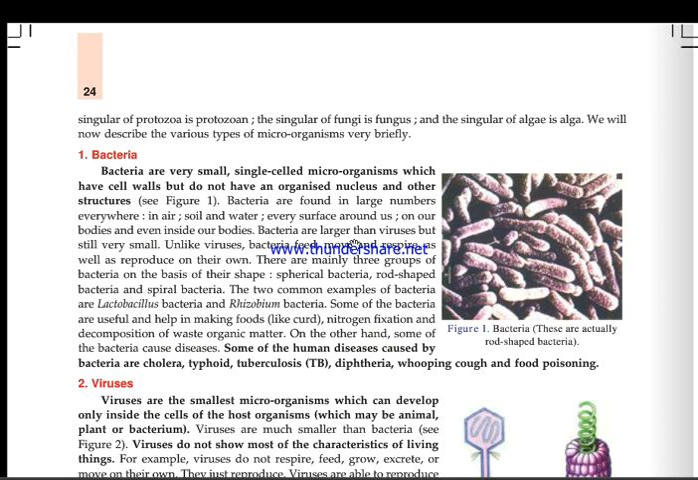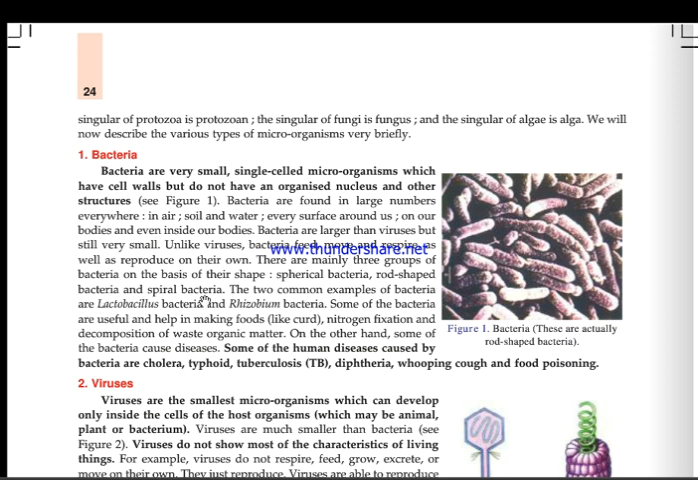Now I will talk about the structure or shape of the bacteria. This is found in three shapes mainly: spherical shaped bacteria, rod shaped bacteria, and spiral shaped bacteria. Some of the common bacteria are Lactobacillus bacteria. We see these bacteria mainly when curd is formed with the milk.